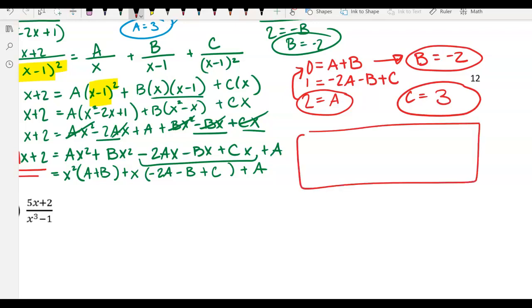What do we have all together? Final answer. What do you guys write? 2 over x, plus -2 over x minus 1 plus 3 over. See, not too bad, right? All right. C, and then we'll go over your homework.